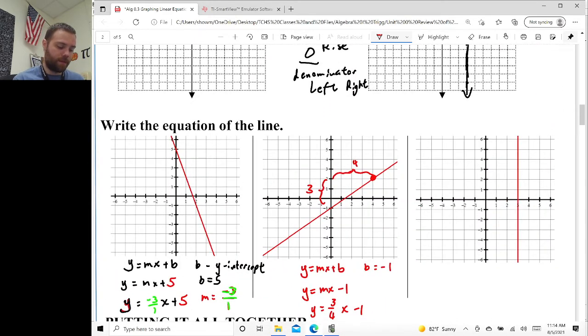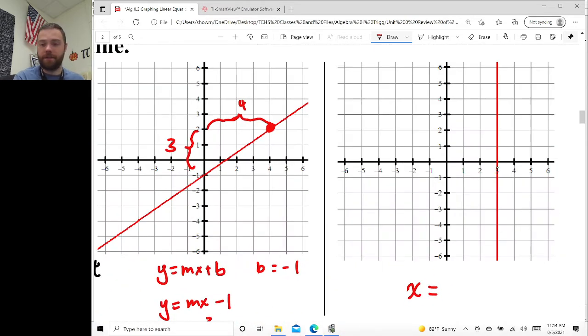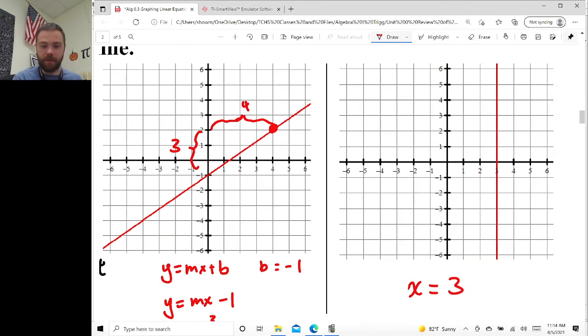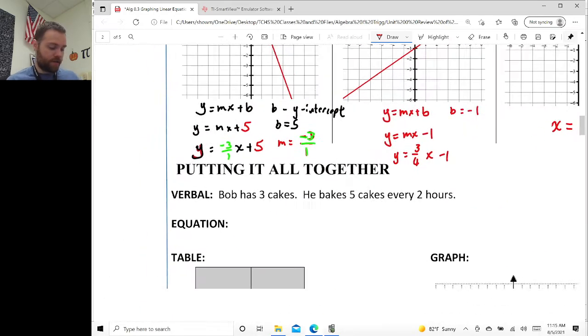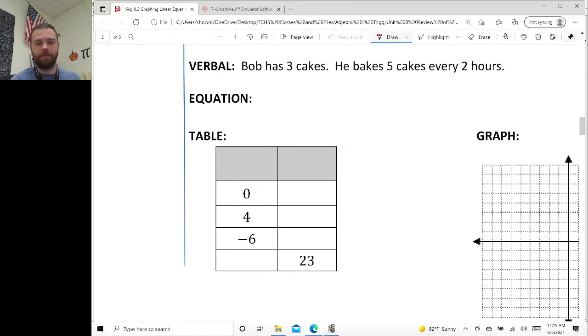And then this one, it's a straight vertical line, up and down, okay? So it's not a function. It doesn't go left and right. So that means it's x equals a number. So I have to see where that value is going through, and that value hits the x-axis at 3, so x equals 3. That's the equation of that line, but again, it's not a function, so that is going to come up later.